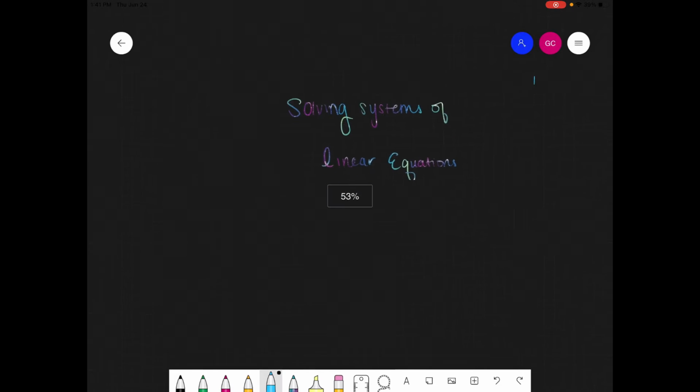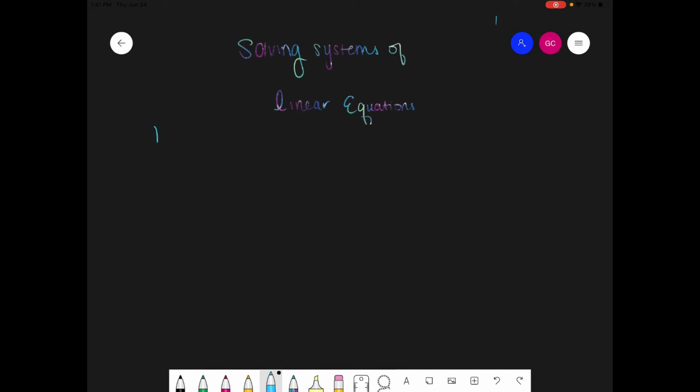The method that we're going to be focusing on first here is solving systems by graphing. I like to start with solving systems by graphing because I think it gives us a nice visual representation of what's happening when we solve a system of equations.